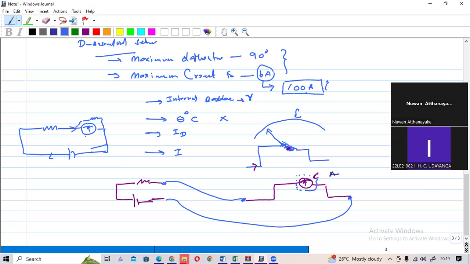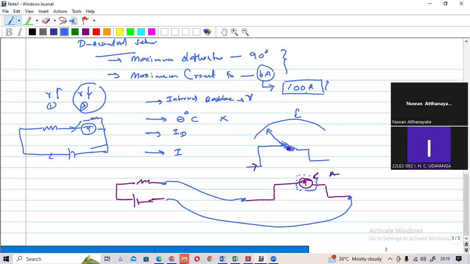So for an ammeter, what is better? Is a high internal resistance or a low internal resistance better? Which one is good? Are high internal resistance ammeters or low internal resistance ammeters better? Low internal resistance. Yes, low internal resistance.